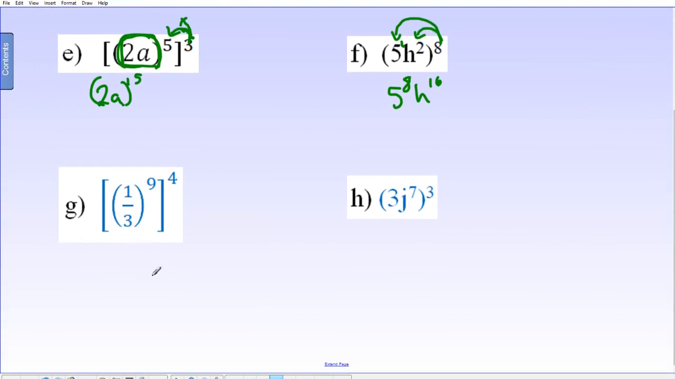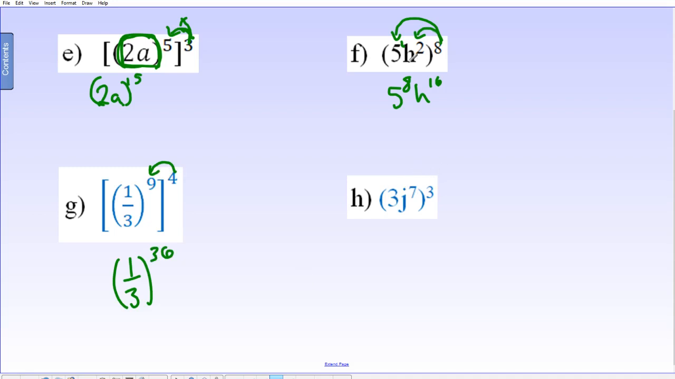All right, so letter G. Outside exponent times the inside exponent. The 4 can't penetrate inside these parentheses, so that's really the only thing you can do. So this becomes 1/3, in parentheses, to the 4 times 9 power. That's the 36th power. And we're going to leave it like that for now.